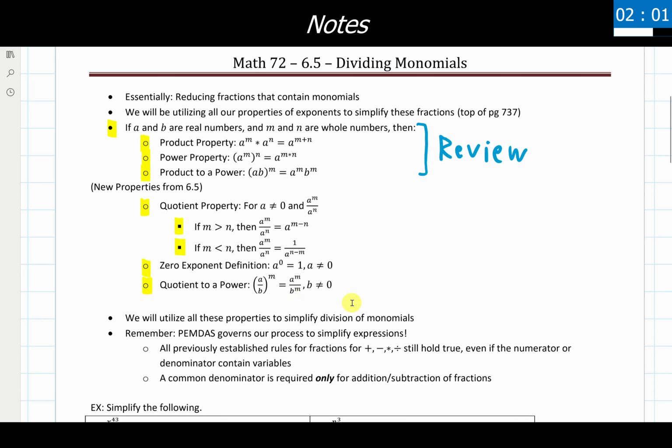It's also assumed in this case that the denominator, b here, is a non-zero number, so that we're not dividing by 0. So these are our three main new properties that we're going to be covering and seeing in this 6.5 material. But again, our first three, product property, power property, and product to a power property, they're all fair game. We will be seeing those in some examples later on down here. Now it should be noted as well that when we are going through and simplifying a lot of these problems, PEMDAS, the order of operations, governs our process and everything that we do.